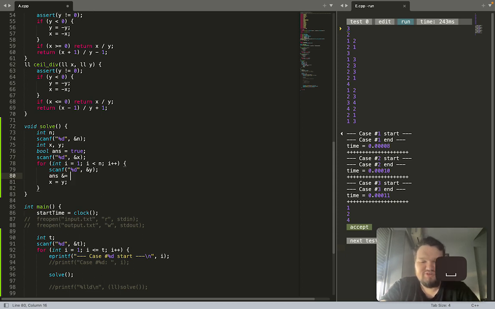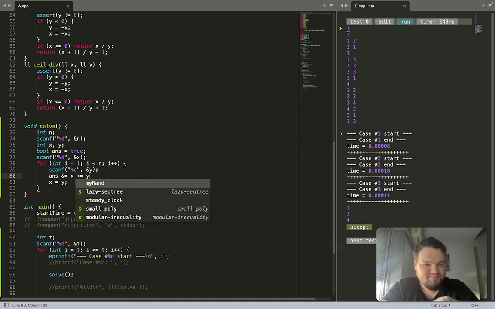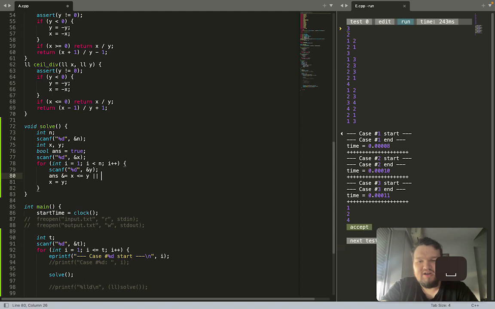And the condition is that either the previous element is smaller or the index of the left element in 1-indexation should be a power of 2. The other way to look at it is that the index of the right element in 0-indexation should be a power of 2. In any case, this i that I have should be a power of 2.